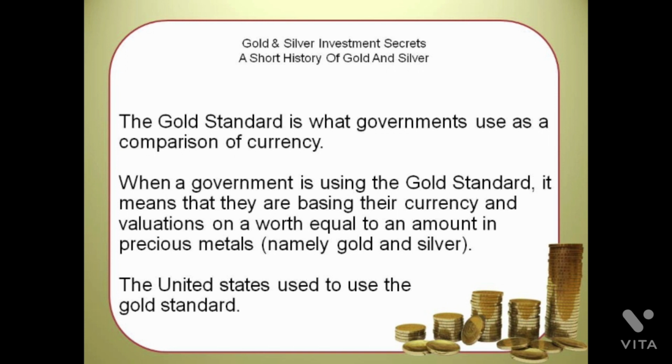When a government is using the gold standard, it means that they are basing their currency and valuations on a worth equal to an amount in precious metals, namely gold and silver. The United States used to use the gold standard. In our next video, we will look at why the price of gold and silver is rising.